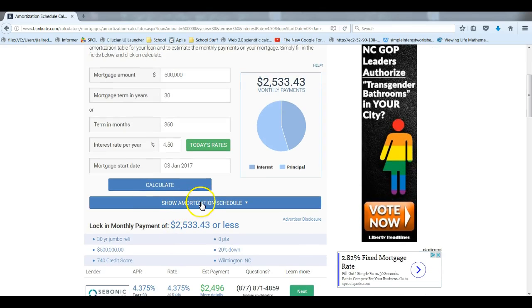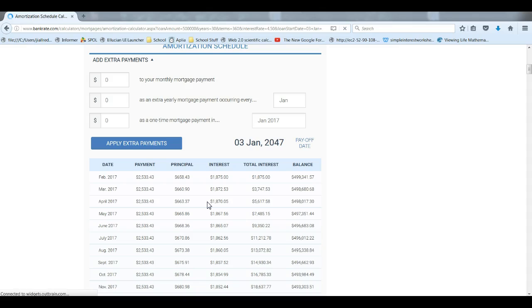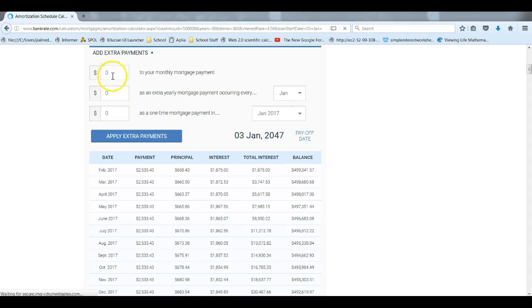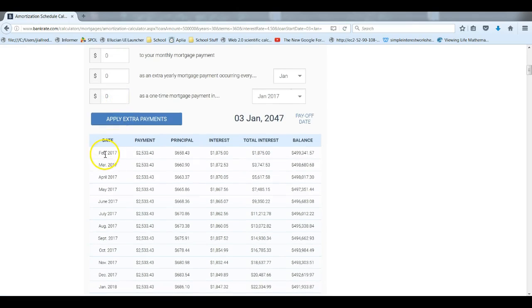Now if we scroll down just a little bit, this blue bar, it says show amortization schedule. If I click that and let it show up, you'll see some things you can plug in here. But first, if you look down here at the calendar, it shows you every month over the loan. So I could scroll down and that would show me the next 30 years. It shows me the payment, which is the same every month. Part of that goes to reducing the principal, which is the amount of the loan. Part of it goes to interest.